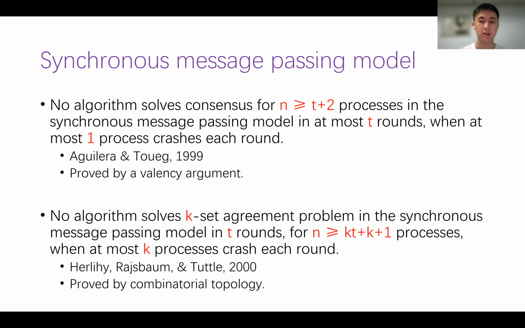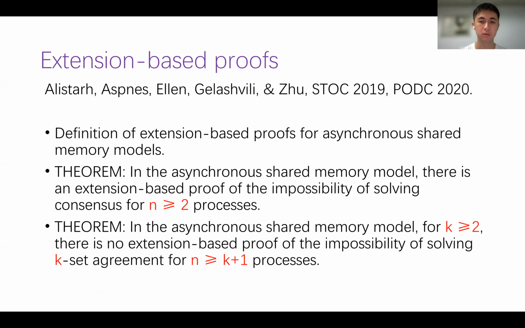It is also known that there is no algorithm to solve k-set agreement problem for kt plus k plus 1 or more processes in at most t rounds, when at most k processes crash each round. However, for k at least 2, the proof of this impossibility result also involves sophisticated combinatorial topology. Many researchers wondered whether combinatorial topology was necessary for this impossibility result about k-set agreement.